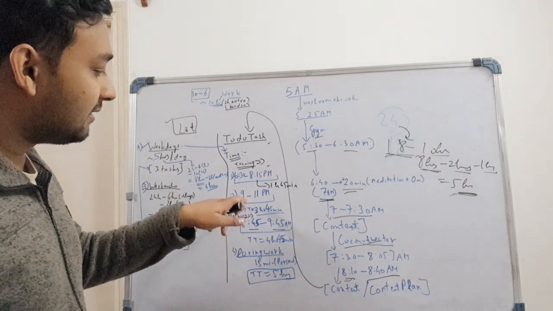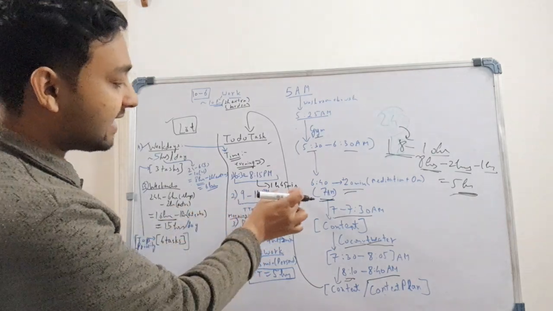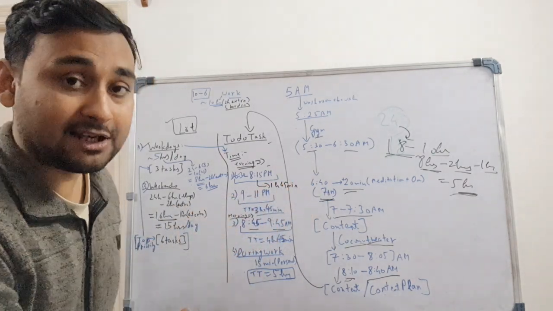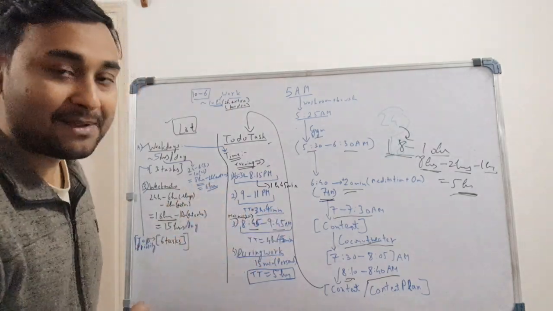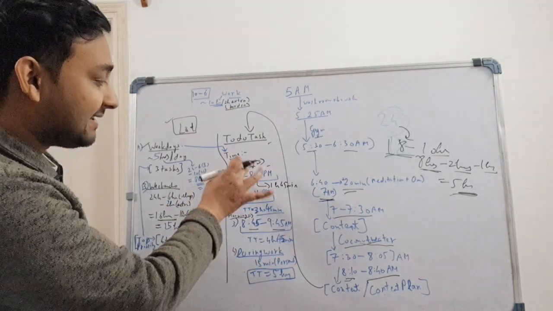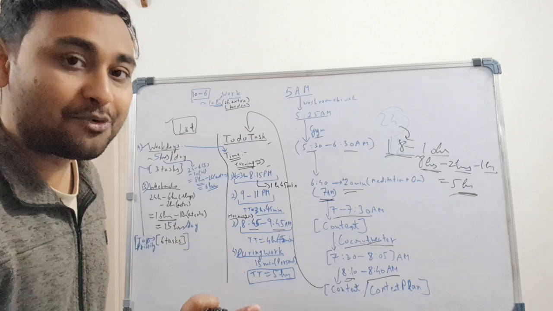So how much time is there? 2 hours. So 1 hour 45 minutes plus 2 hours, how much? It's 3 hours 45 minutes total time. This is in the evening only. I haven't considered morning time yet.